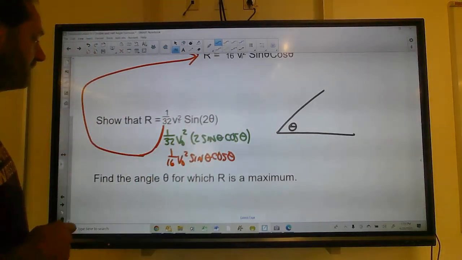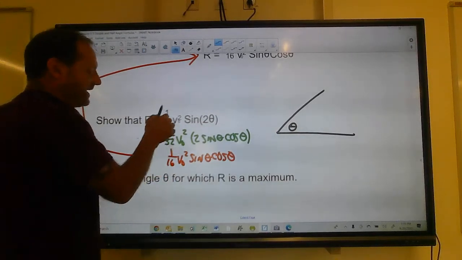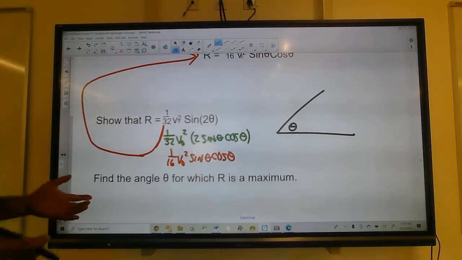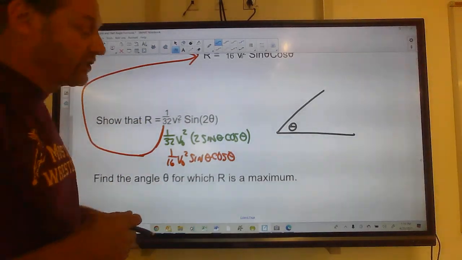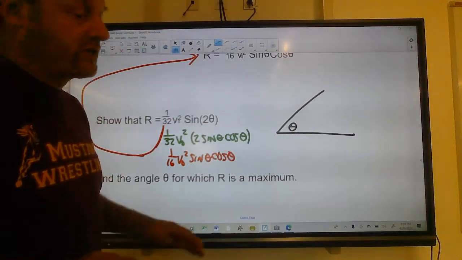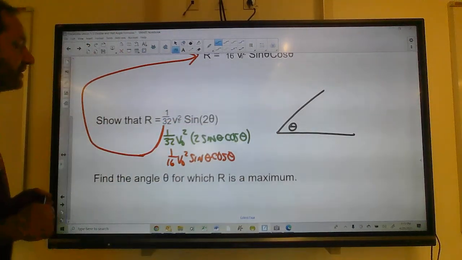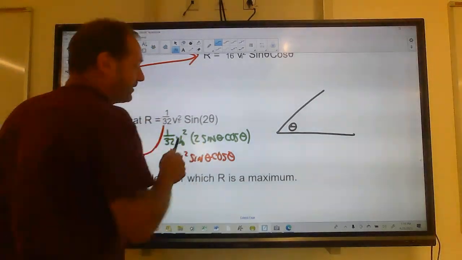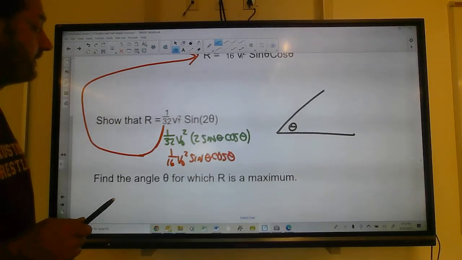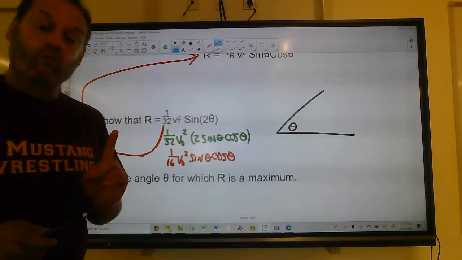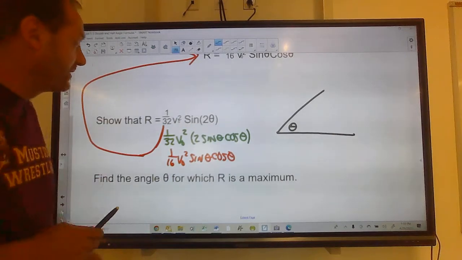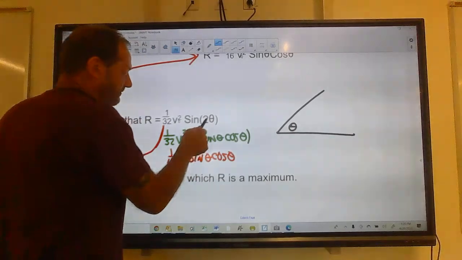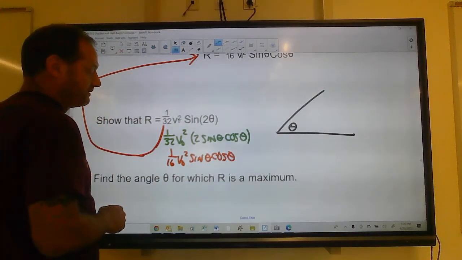We want the sine, because the 1/32, you can't do anything with that. That's just 1/32. This also is a constant. It depends on the velocity, okay? It can't change. This is the only thing that can change, is the angle. So if we want the range to be maximized, we want this to be the biggest possible number we can, okay? And the biggest that the sine gets is 1, and that's at 90 degrees. And so the only way that I can get 90 here is if I put 45 in for theta.